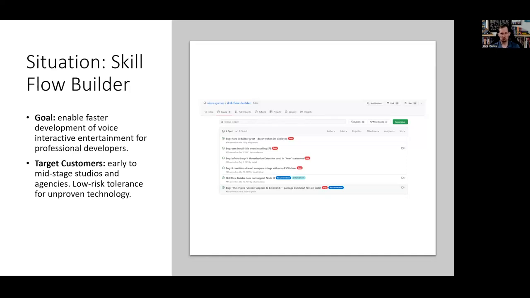Broad takeaway: an advisory panel is 3 to 5 customers representative of the target customer that I'm going to go after. They can be helpful as soon as I start contemplating a feature or solving a customer problem, all the way through product launch and beyond. So let's talk a little bit about Skillflow Builder.